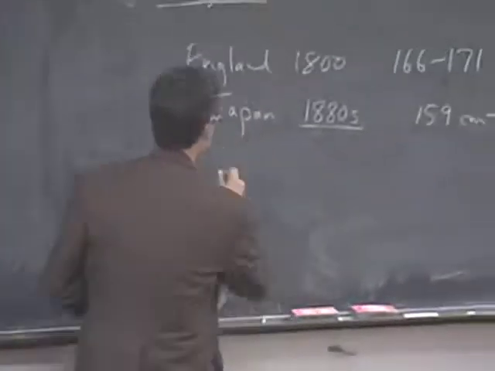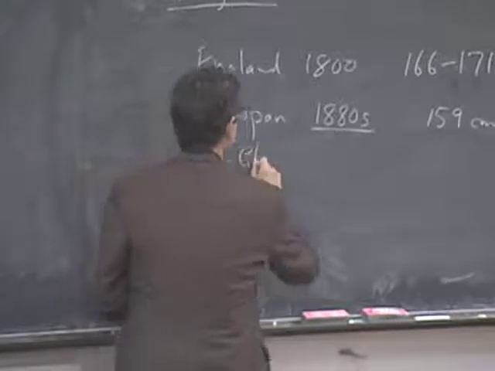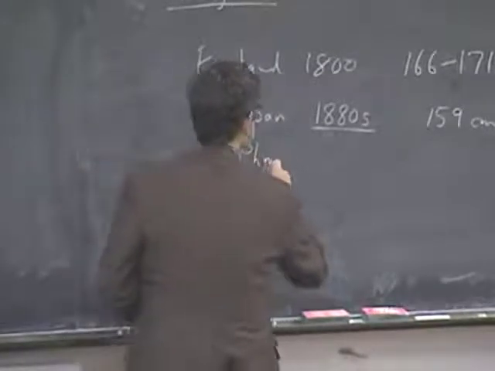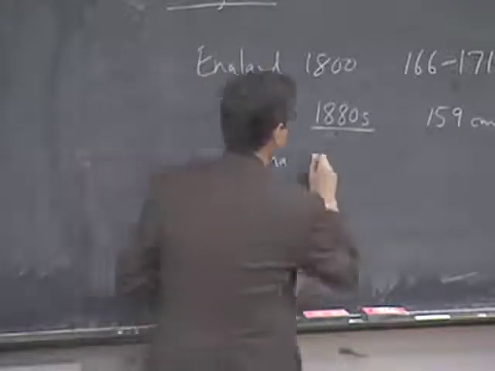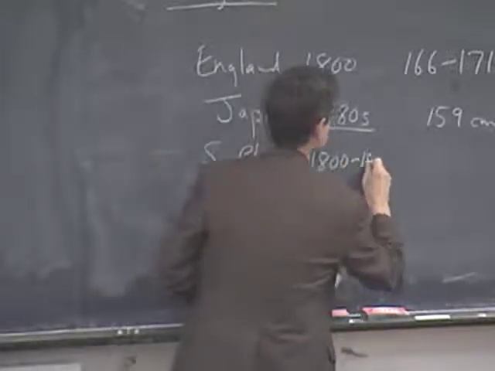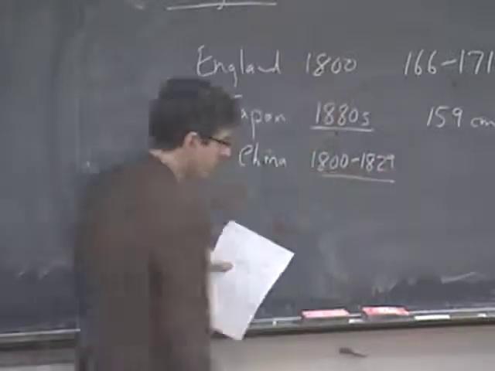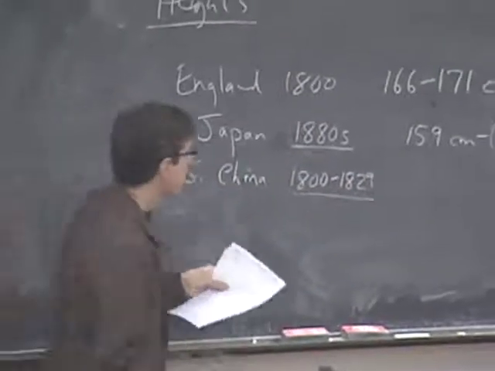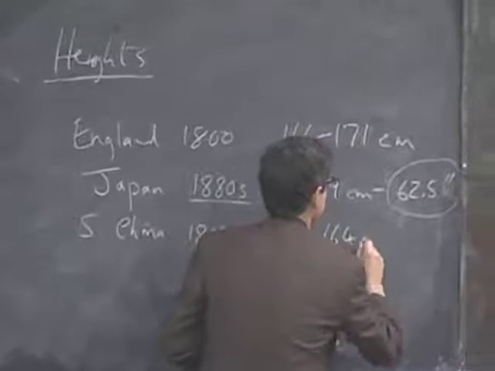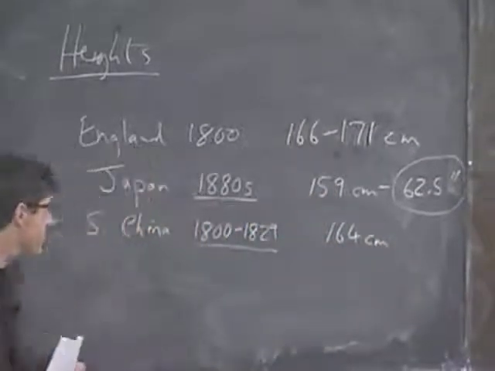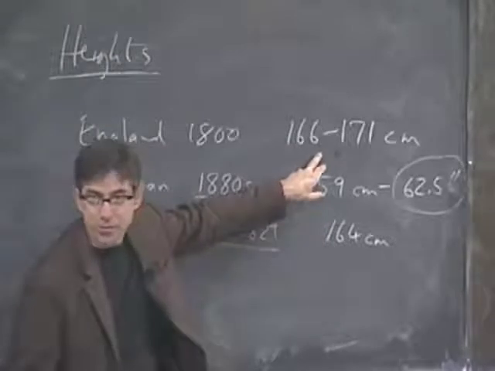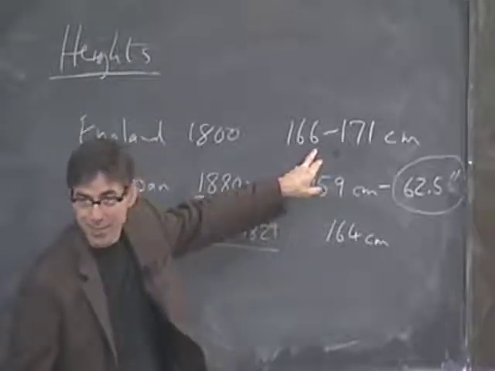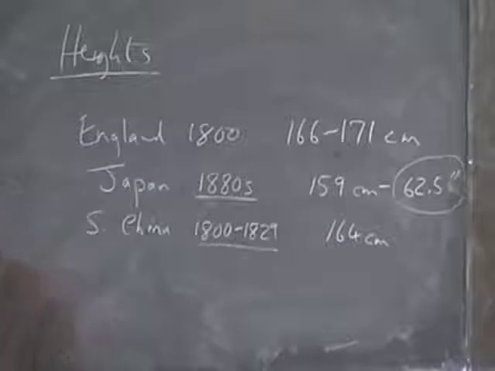What other places can we get evidence of? We get evidence of South China. And this is for people born between 1800 and 1829. Their average height is 164 centimeters. So again, it falls below the range of English heights around 1800. How do we know the heights of people in South China in this period?